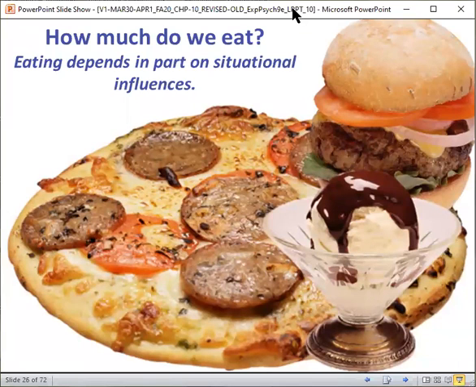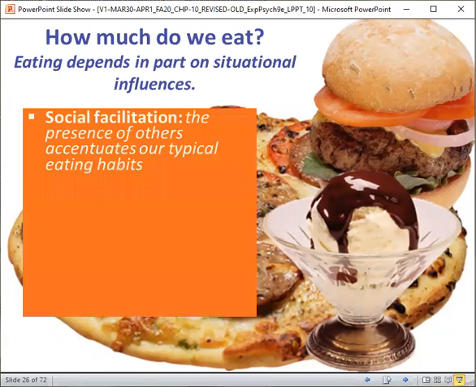Now, how much do we eat? Eating depends in part on situational influences. I imagine once the pandemic is over and people start going out on a regular basis and buffets and things like that return, people are going to go crazy. But how much we eat does depend in part on social influences. So we have first social facilitation, which we'll see more of in the upcoming chapter on social psychology. Social facilitation: the presence of others accentuates our typical eating habits.